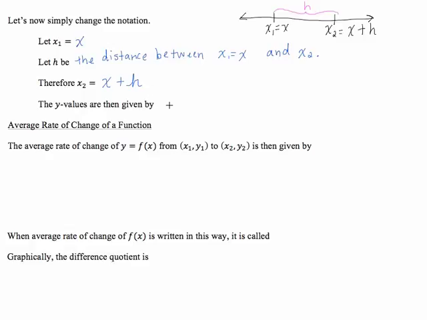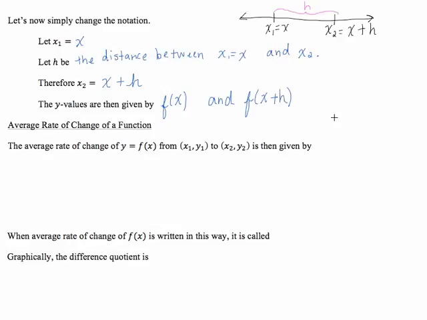If we do that, then the y values are, well, the first y value is f of x1, so it's now just f of x. It's the y coordinate at that value. And the y coordinate for x2, instead of calling it f of x2, we can now call it f of x plus h. So those are the y values on the 2 points that we have.